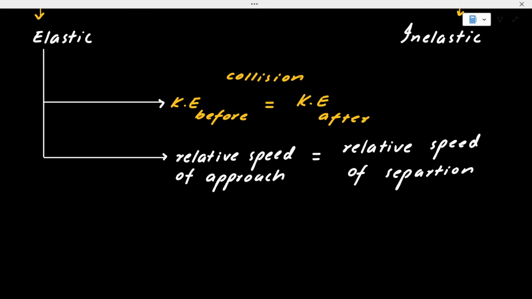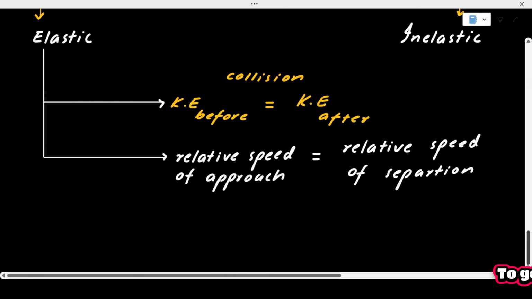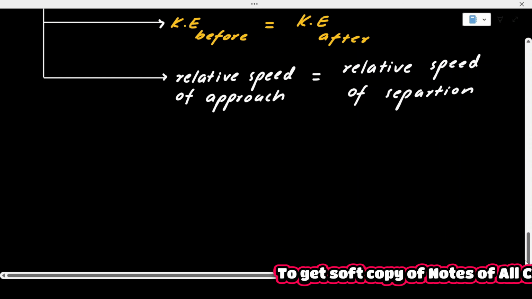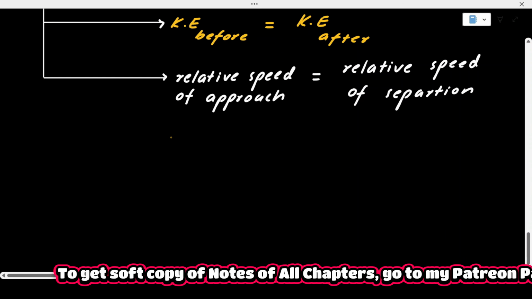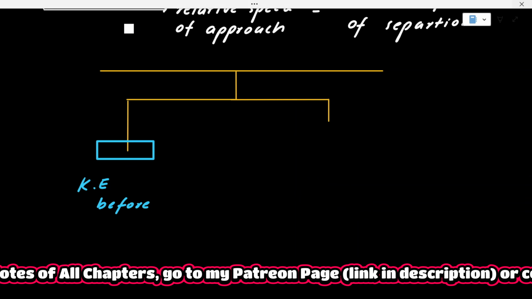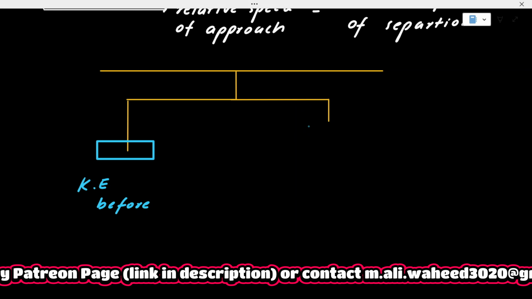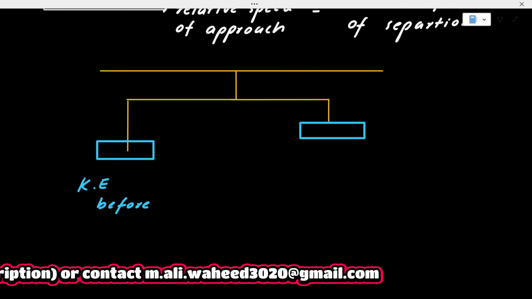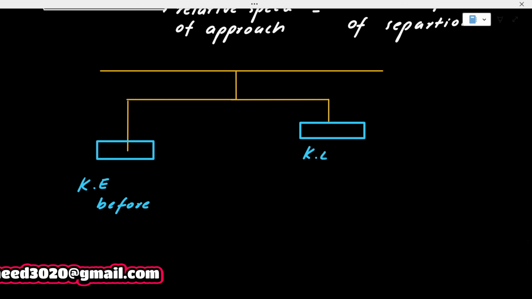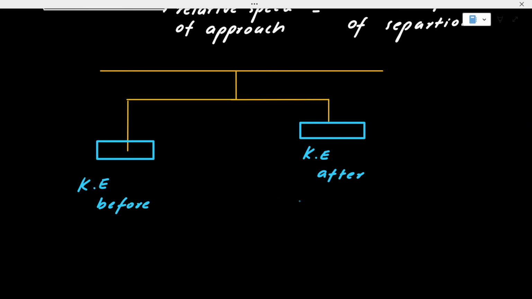So what does that mean? It means we'll find the kinetic energy of the two bodies before the collision. We'll simply add them, and then we'll find the kinetic energy of the two bodies after the collision. If the kinetic energy after the collision is less than the kinetic energy before the collision, it's never greater, by the way, then it is an inelastic collision.